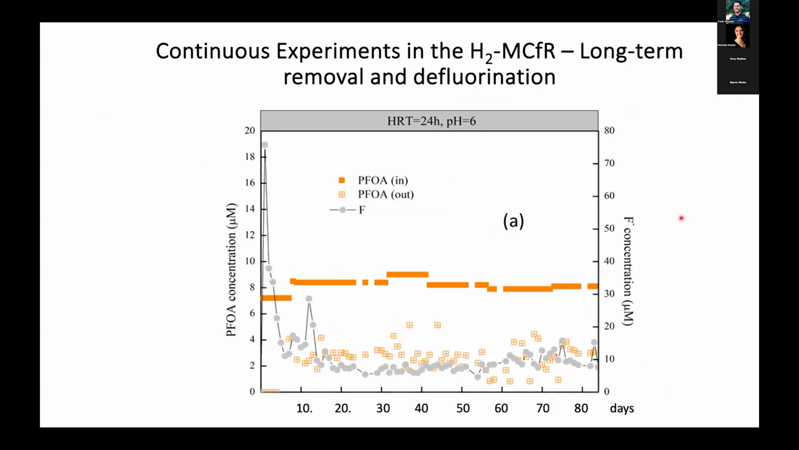We can do this on a continuous basis. And this is an example of one of our continuous reactions. You can see we're feeding in at about 8 micromolar. That's going in, and we're coming out over 90 days at about 10 or 15. And you can see the fluoride here. The gray is the released fluoride. So we can do this continuously. The process continues to work very well.